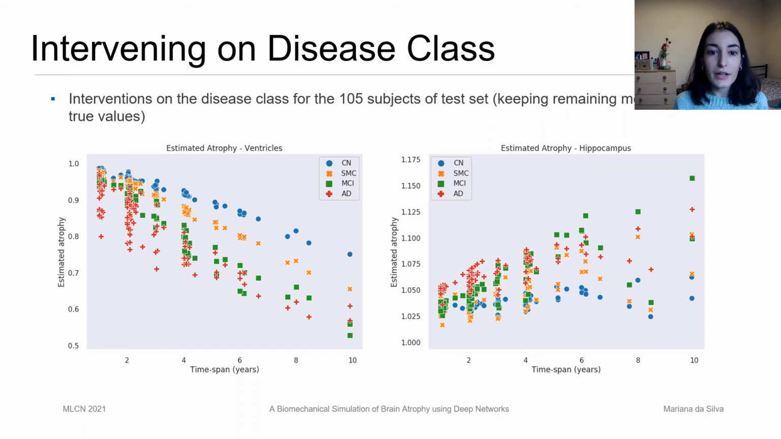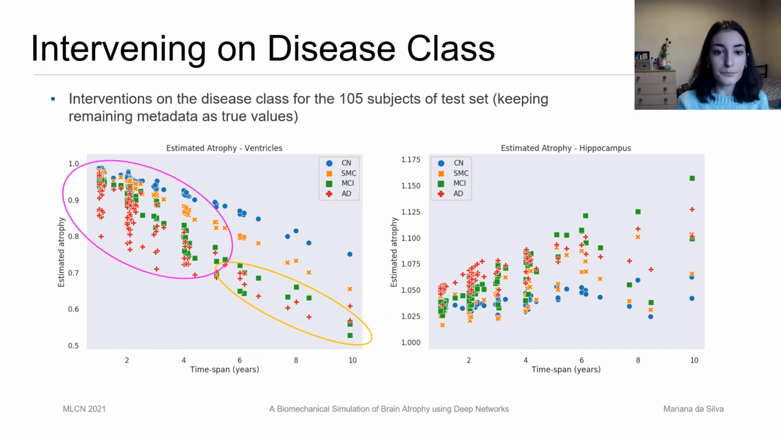Now, in order to evaluate the ability of our model to differentiate between healthy aging, MCI, and Alzheimer's, we use our trained MLP to estimate atrophy patterns for different classes. To do this, we use metadata from the 105 subjects of the test set, but re-estimate the atrophy by intervening on the input channel corresponding to the diagnosis. We show that the model estimates statistically different values for different classes on ventricles and hippocampus.